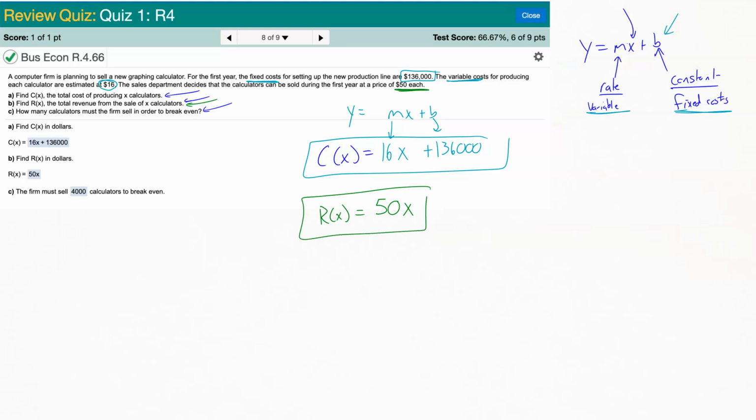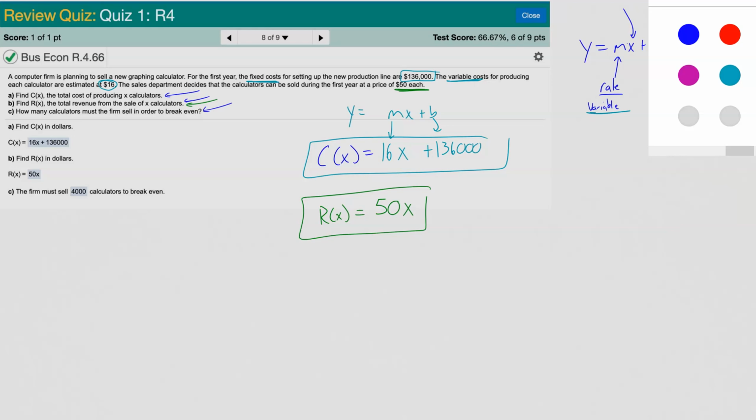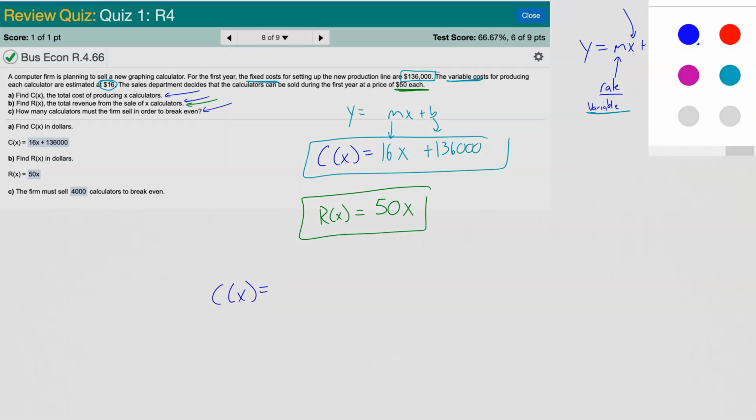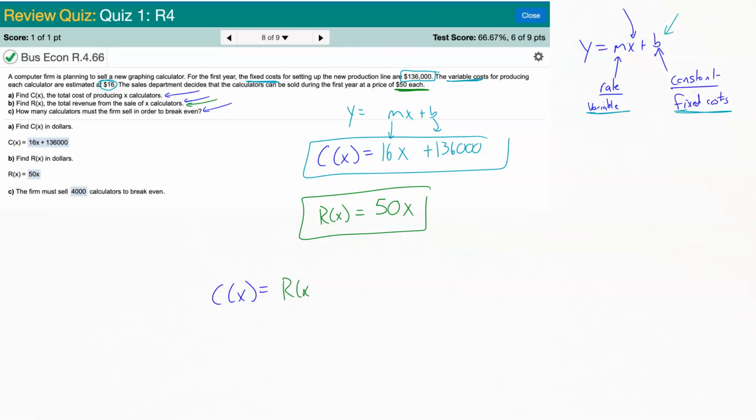And then to find your break-even point: the break-even point is the point where cost is equal to revenue. So where these two graphs are equal to each other, that's going to be your break-even point. To find that, we're going to do that in our calculator. We'll take our cost equation and plug that into y1, and our revenue equation into y2. So y1 is going to be 16x plus 136,000, and y2 is going to be 50x.